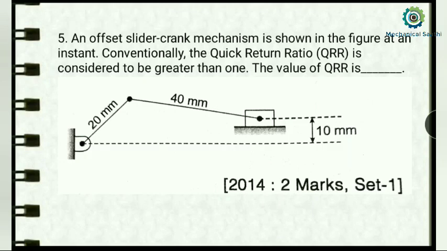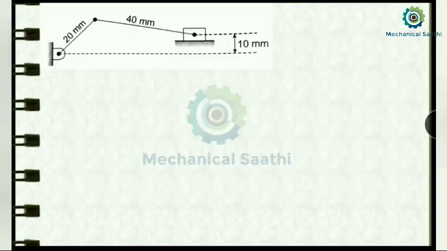Let us read it. An offset slider crank mechanism is shown in the figure at an instant. Conventionally, the quick return ratio is considered to be greater than 1. What is the value of the quick return ratio? Here the crank radius is given as 20 mm, the connecting rod length is 40 mm, and the offset distance is 10 mm. Let us try to calculate the quick return ratio. Let us see the diagram over here. We'll get somewhat like this.